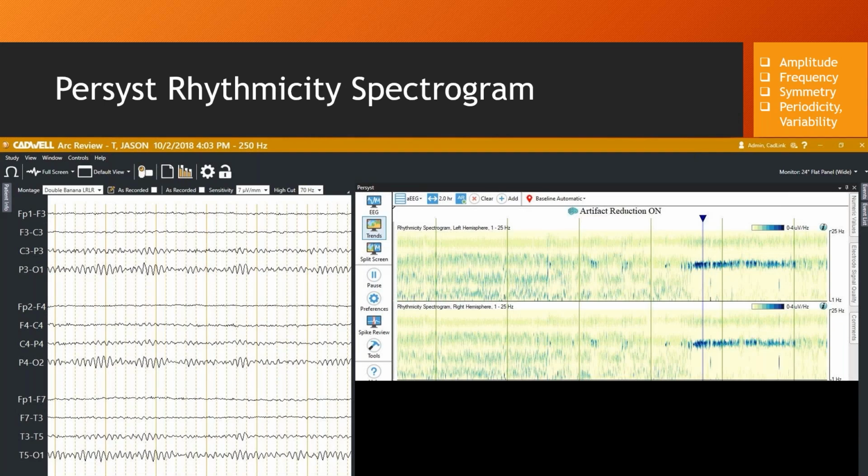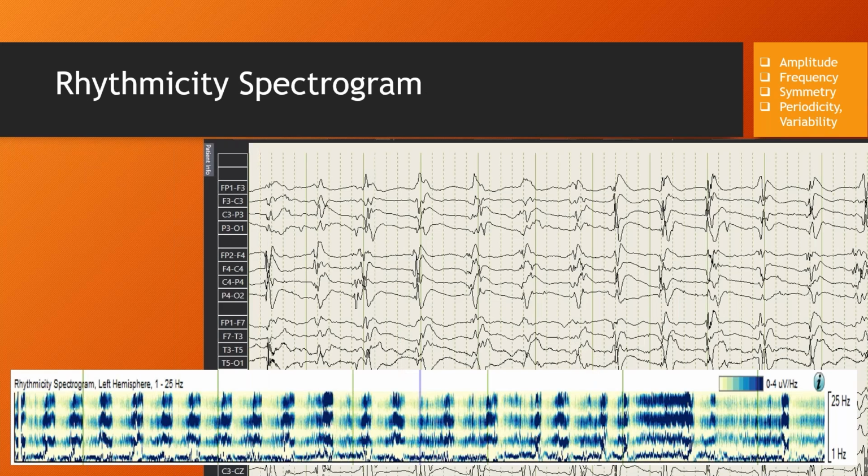There's the rhythmicity trend. Here's a normal one. And again, this is the same patient. So you can see that the dark areas on the trend on the right are the alpha range, which is where our cursor is. And you can see that when we have a rhythmicity spectrogram with seizure activity, it presents a much different appearance where you can see kind of the progression across the different frequencies.